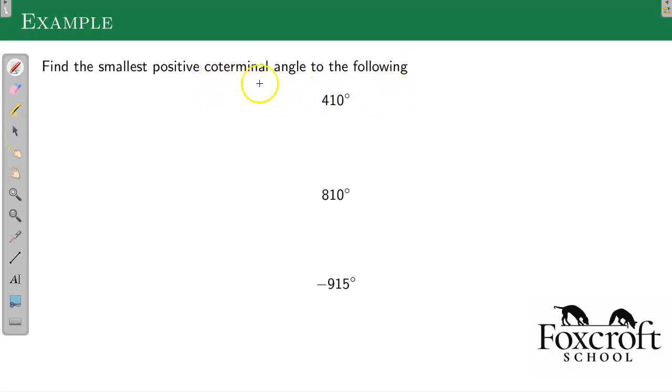But if we're trying to find coterminal angles to these things in degrees, for this one I would just subtract 360, and I would get 50 degrees. For 810, I would subtract 360 and get 450. But that number's still bigger than 360, so I would do it again and get 90. And so 810 and 90 are coterminal. And 450, but 90 is the important one.